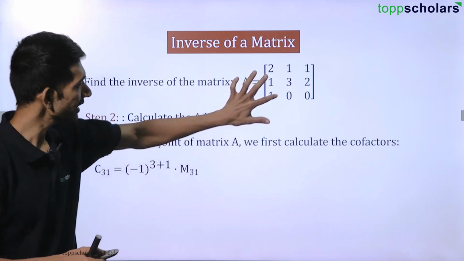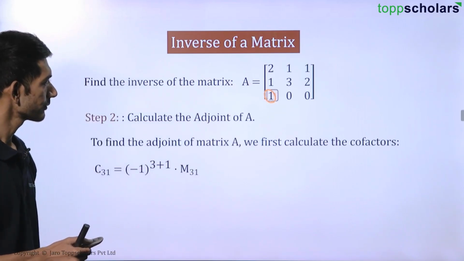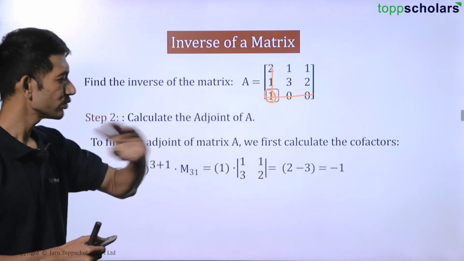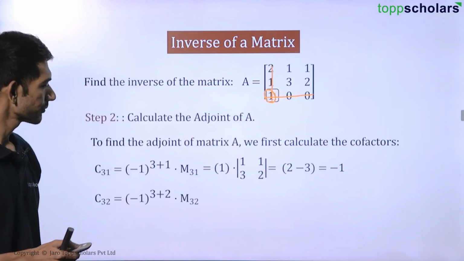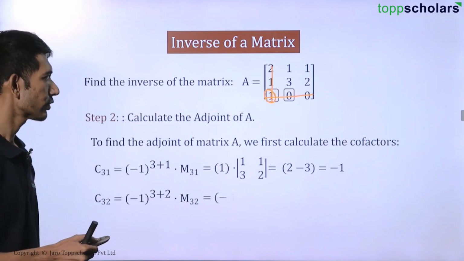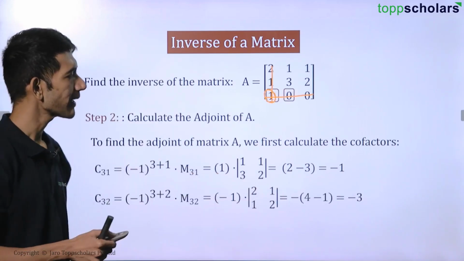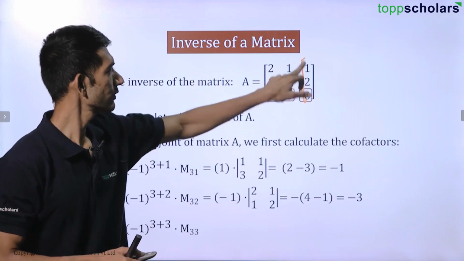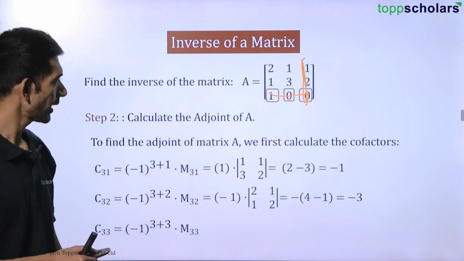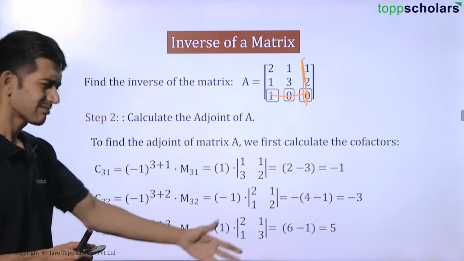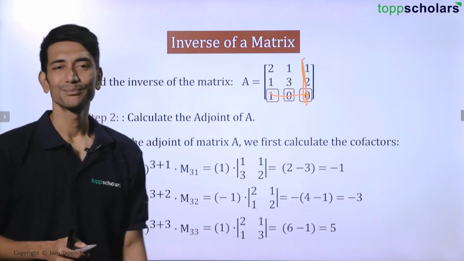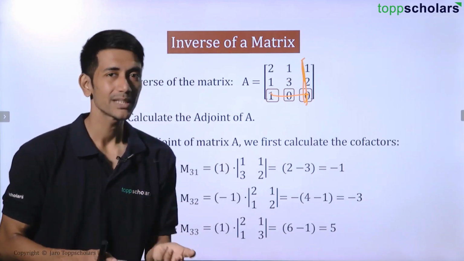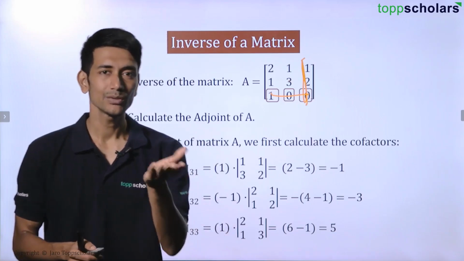So C31, we are talking about this. Correct? This row will go, this column will go, you'll have 1, 1, 3, 2, solve it, you get -1. For the next one, you get -3, and for the last one, this will go, this will go, this will go, and then you have 2, 1, 1, 3. So we have all the values now: C11, C12, C13, C21, C22, C23, C31, C32, C33.